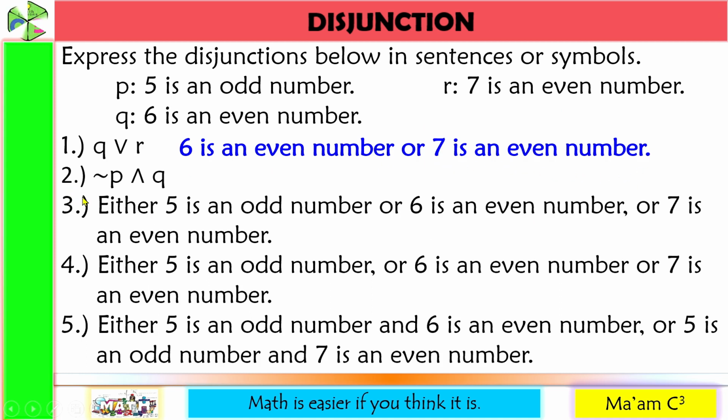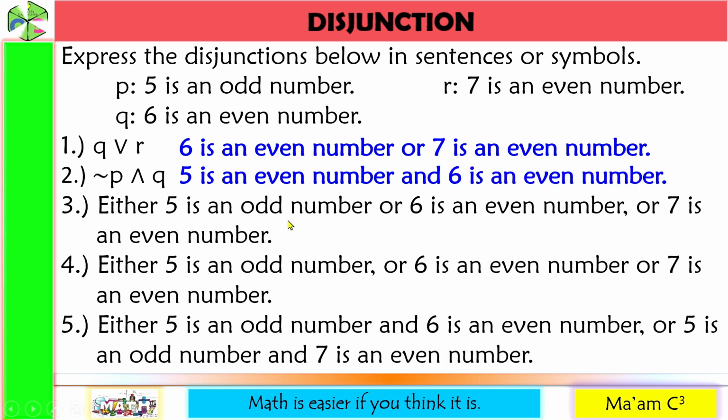Number 2, we have not P and Q. So we are going to negate our proposition P. How are we going to negate this? We can say 5 is not an odd number. Or we can also say 5 is an even number because the negation of odd is even. And then we have here and. Then our Q, 6 is an even number. So we have 5 is an even number and 6 is an even number.